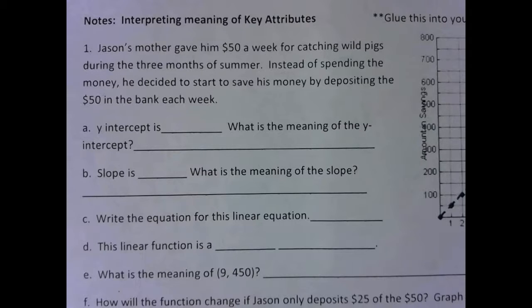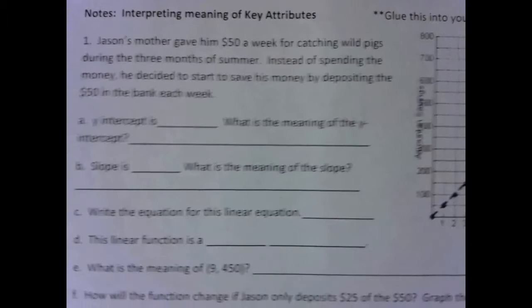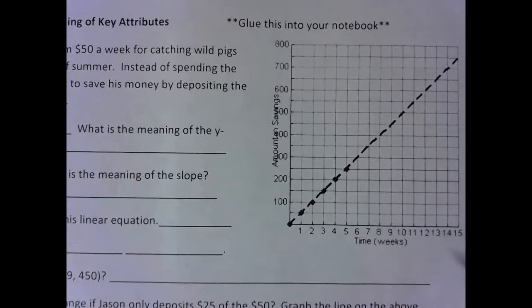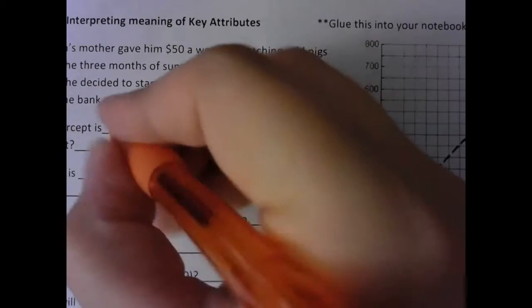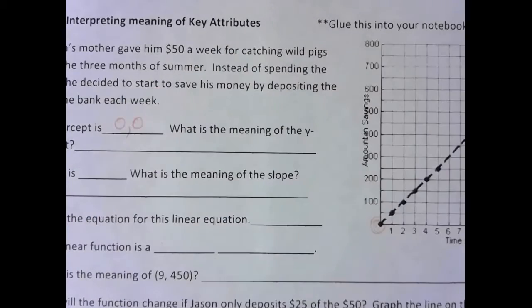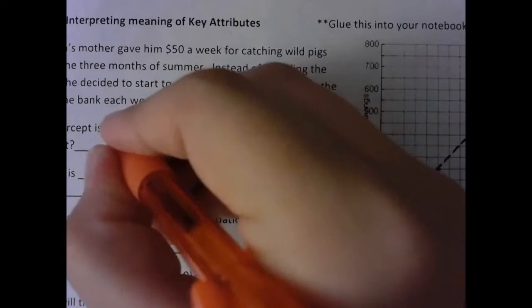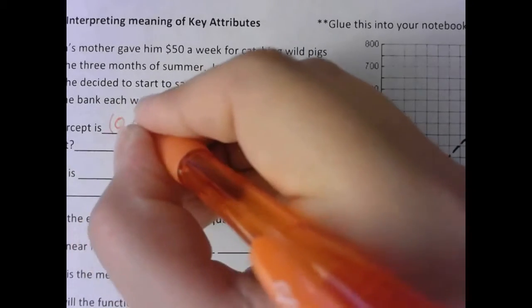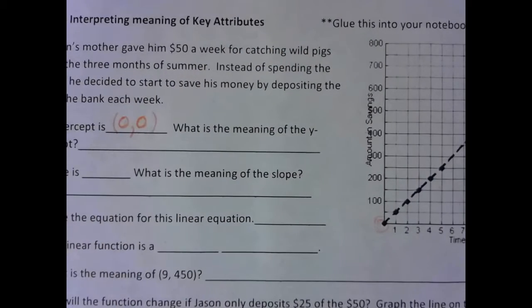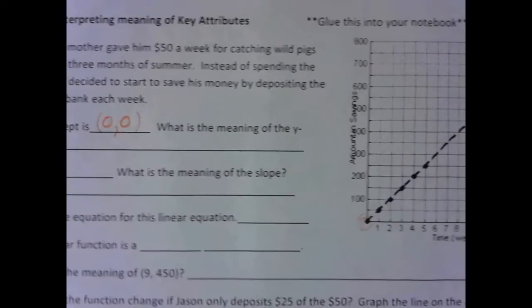Question 1, it says the y-intercept is blank. Well, that shouldn't be too hard to find. Y-intercept is where the graph crosses the y-axis, and so that would be right here. Well, that's at 0, 0. And special Halloween color, I don't know if you can tell, this is orange. That's better. Now, what's the meaning of that?